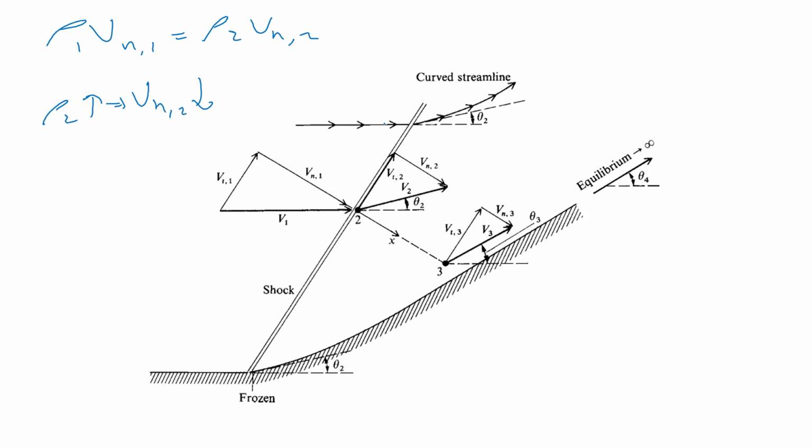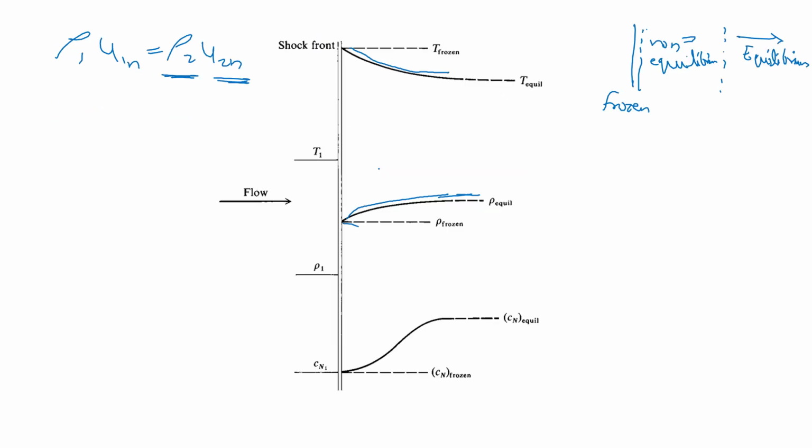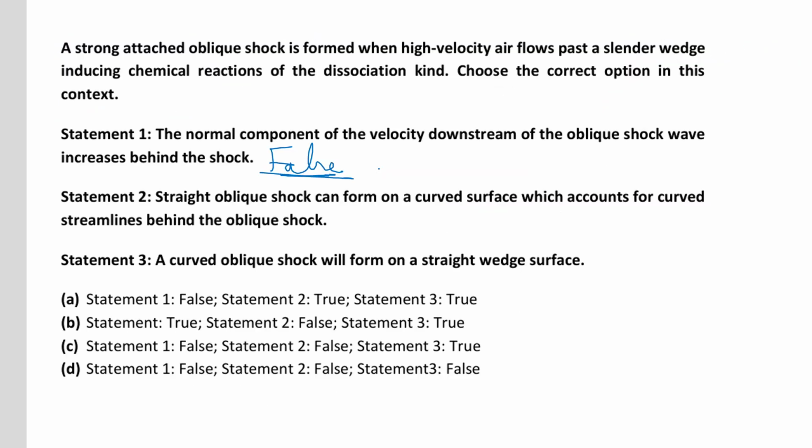So the streamline will be a curved streamline. So on a curved surface, we will get a straight oblique shock. Statement 2 says a straight oblique shock can form on a curved surface, which accounts for the curved streamlines behind the oblique shock. So this is a true statement. We already saw that.